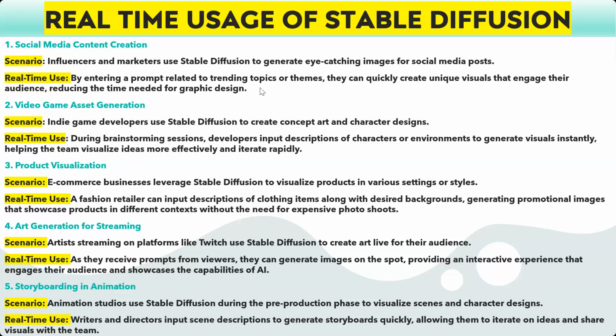So the influencers or digital marketers use the Stable Diffusion model. They create different designs so that viewers are impressed by the design, and they get more views, and when they get more views, their publicity and marketing increase, isn't it? So it is used there. Next, by entering prompts related to trending topics or themes, you can get the model to generate eye-catching images from text, guys.